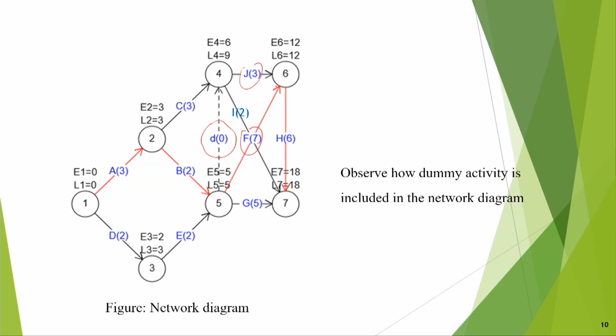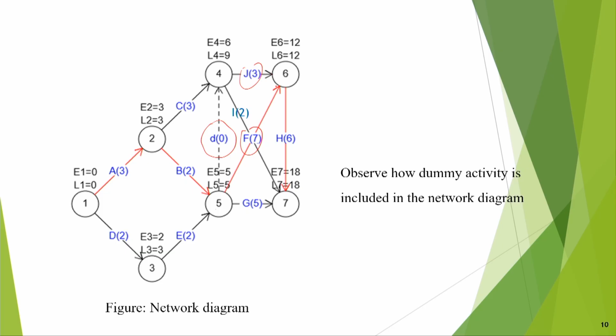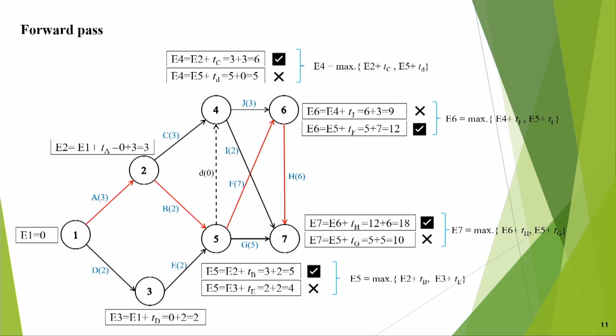So, we made the network diagram. After making that, you counter check, because sometimes there may be mistakes. So, it is better to counter check and see whether whatever has been given in the list is getting satisfied or not. Observe how the dummy activity is included in the network diagram, that is important.